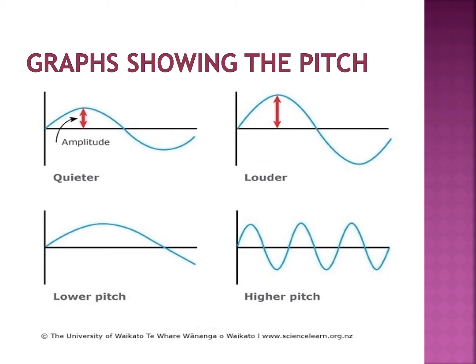The graph on the left explains the lower pitch, and the graph on the right side explains the higher pitch. As you can see in the first diagram on the left, the amplitude of the wave for lower pitch is very low, and as compared to that, the amplitude of the high pitch wave is much higher. You can also see in the bottom graph that the wavelength of the lower pitch is much greater as compared to the wavelength of the higher pitch.